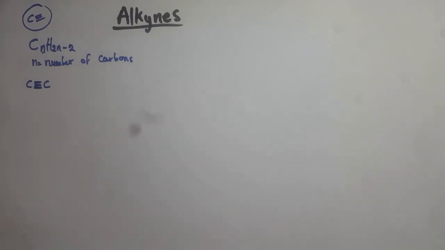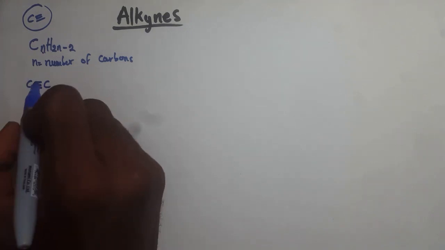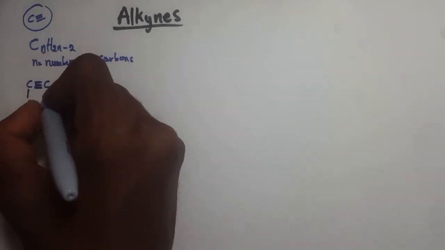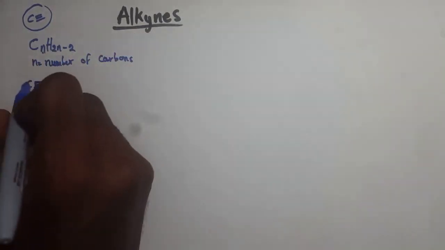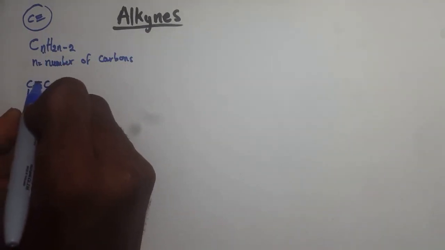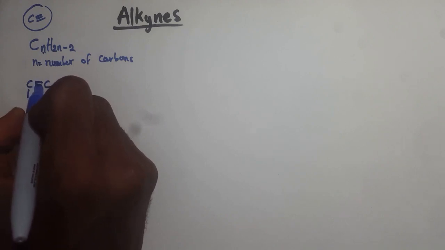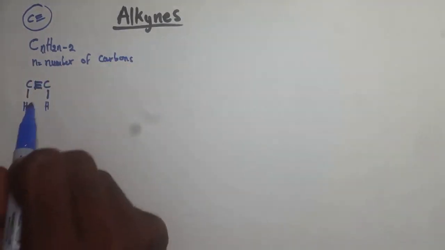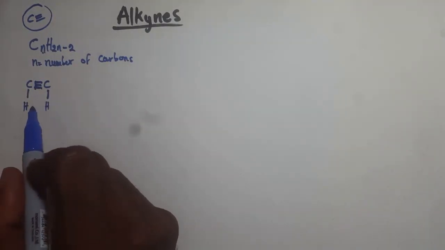Now, I mentioned that carbon is tetravalent, meaning that it can bond to 4 electrons. So you have 1, 2, 3 here, 1, 2, 3 here. So this carbon needs another one to make 4. So you put 1 here, 1 here. And I mentioned in my previous videos that every single bond involves 2 electrons. So you put your hydrogen here and hydrogen here. So this is the first member of an alkyne.